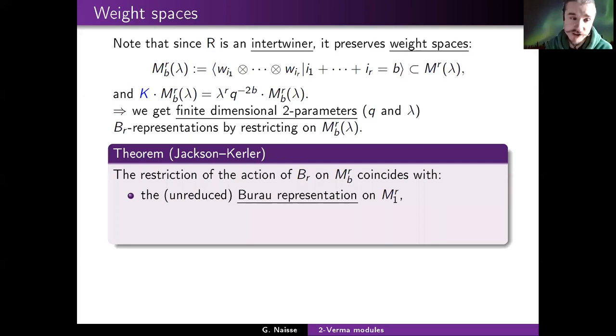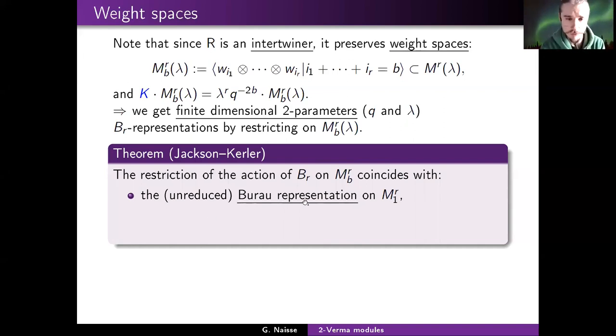And now Jackson and Kerler, they observe that actually the restriction of the action of the braid group on this weight space is equivalent to some other well-known representation of the braid group. The first observation is that if you look at the second weight space, so M_{1,r}, you get essentially the Burau representation in its unreduced version.